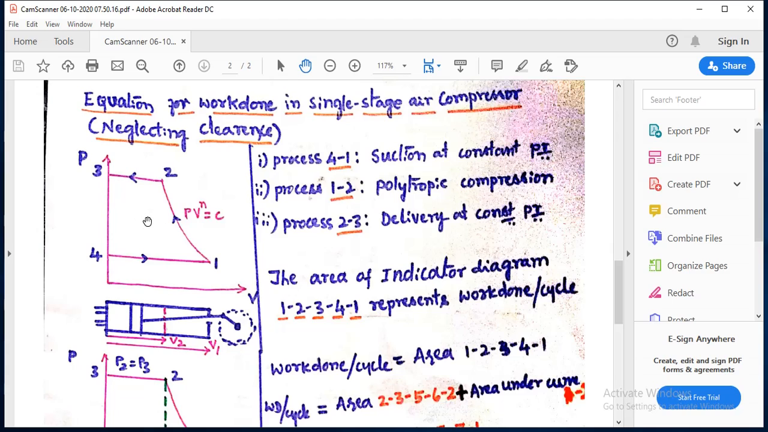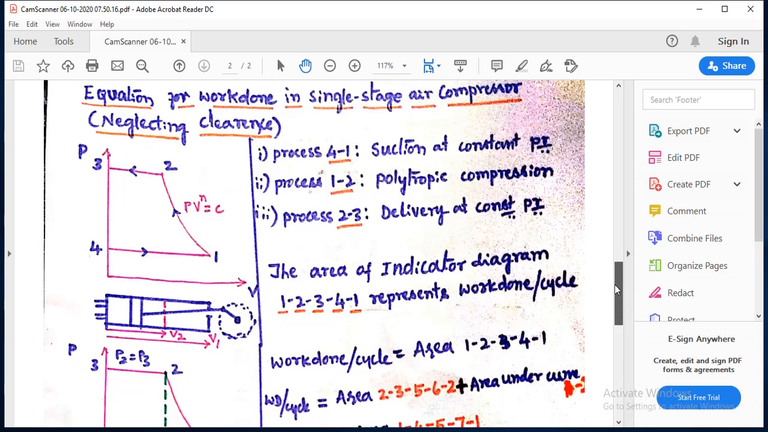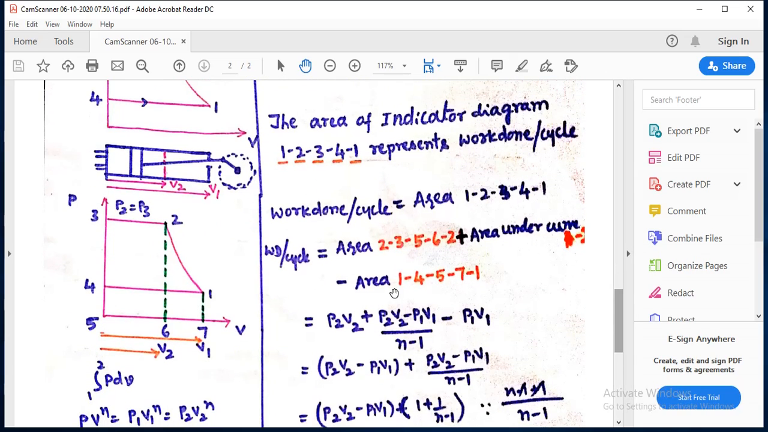So what is the area of the indicator diagram? 1, 2, 3, 4, 1. I have written here: work done per cycle is equal to the area of the indicator diagram 1, 2, 3, 4, 1. This area I am going to divide into three parts.